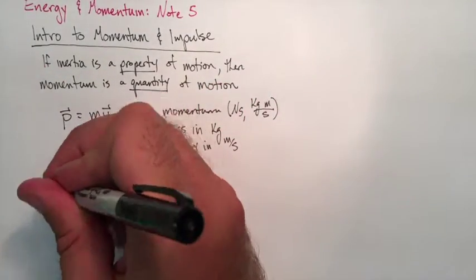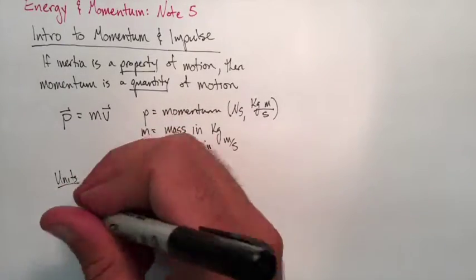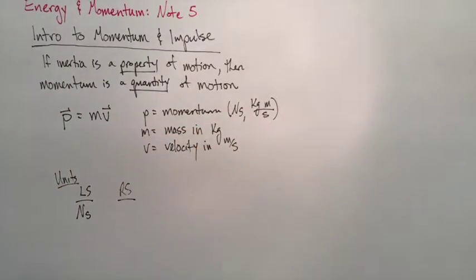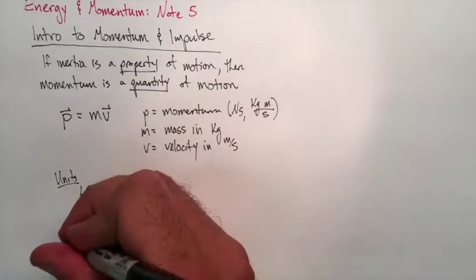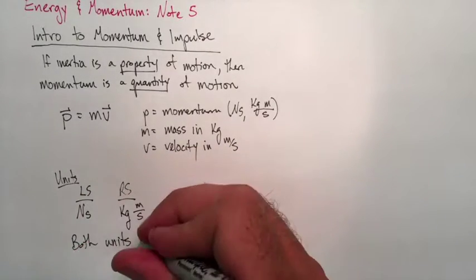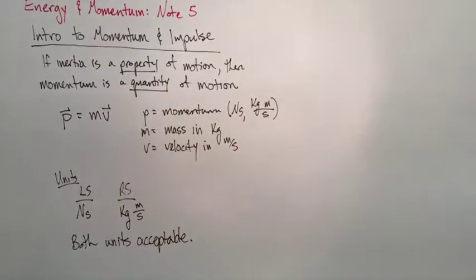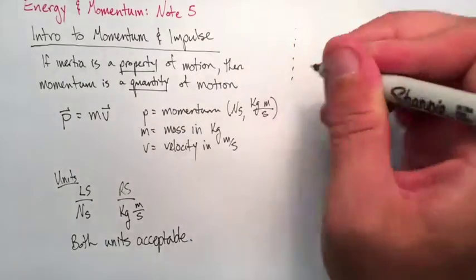Mass needs to be in kilograms. Velocity needs to be in meters per second. If we look at the units, left side Newton seconds, right side kilogram meters per second, which are both acceptable for momentum. Let's do a quick example here.